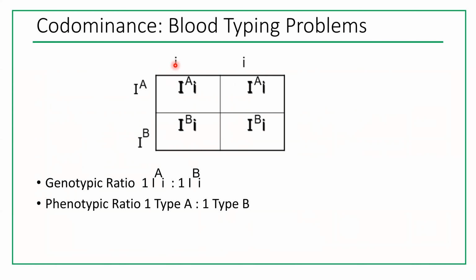Okay, so this is what we have. This is person, little i, right? This is a person with blood type O, and this person with blood type AB. And it's simple, really, like a monohybrid cross. So you fill in the Punnett square, and this person has blood type A, B, and B. So genotypic ratio 1 A, 1 B, phenotypic ratio 1 to 1, type A, type B.